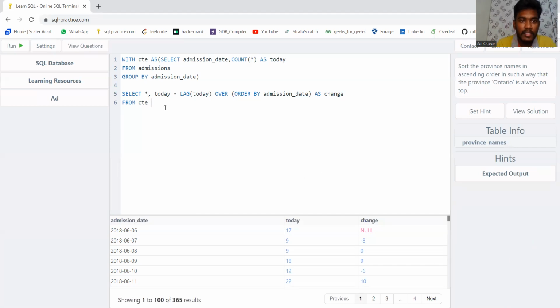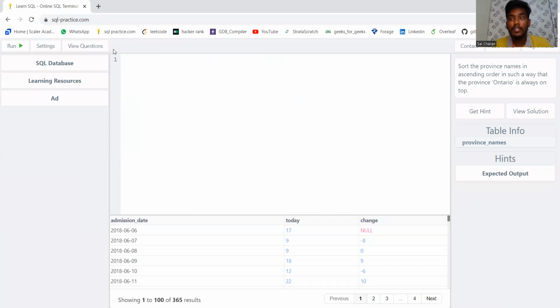Here is one of the interesting questions: sort the province names in ascending order in such a way that the province Ontario is always on top. So how can you achieve this? There are different types of approaches. Let us do it first.